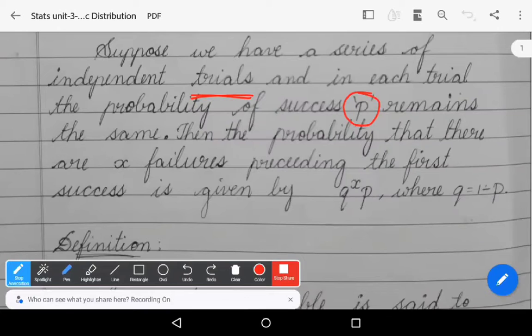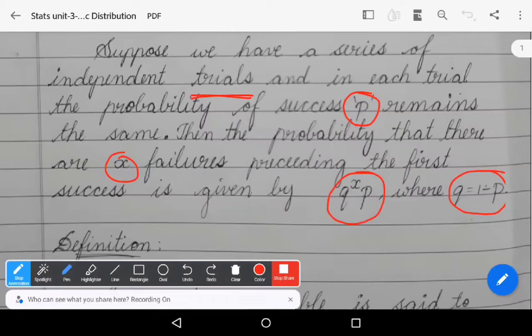Then the probability that there are X failures preceding the first success is given by P into Q power X, or Q power X into P, where Q is equal to 1 minus P. So in this scenario, the geometric distribution is defined.